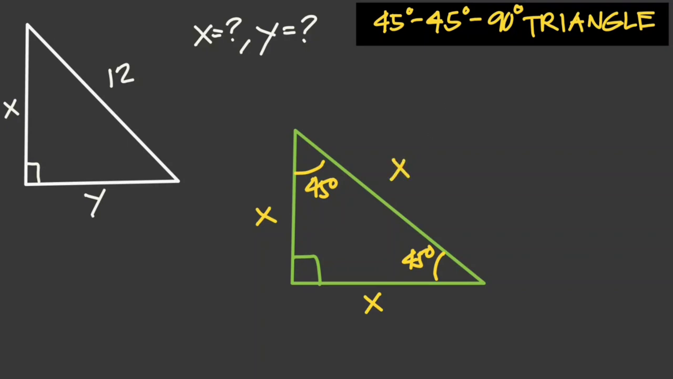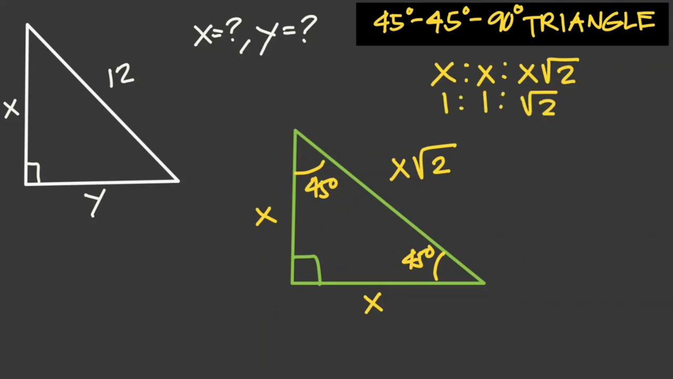And then our hypotenuse is equal to the leg times square root of 2. So the ratio is x is to x is to x square root of 2, or 1 is to 1 is to square root of 2. Okay, so now let's try solving some problems here. We can solve the missing sides by using the Pythagorean theorem or just this ratio formula.